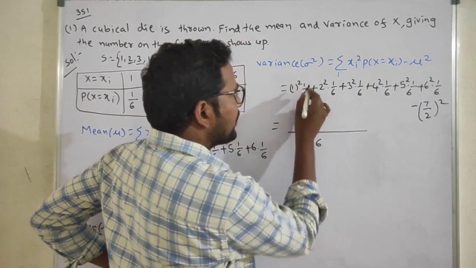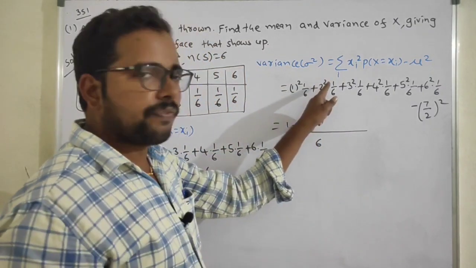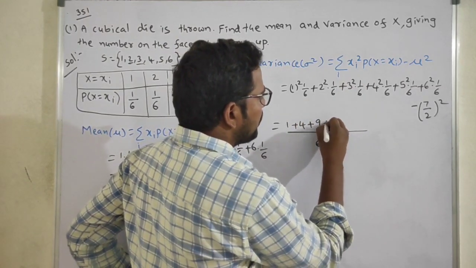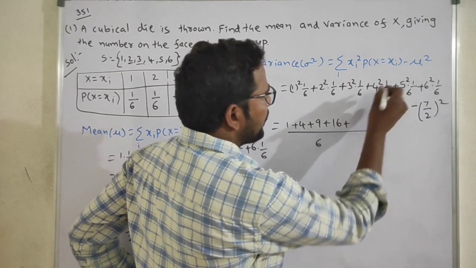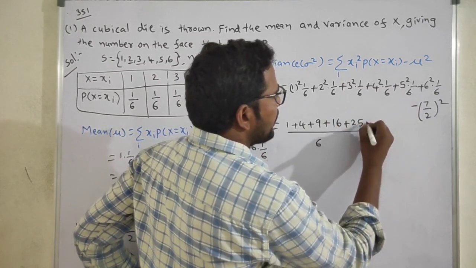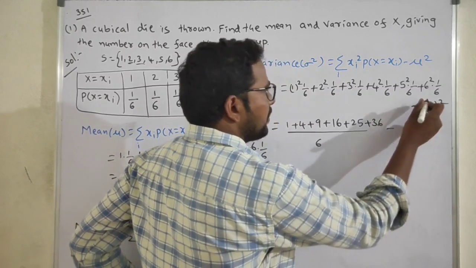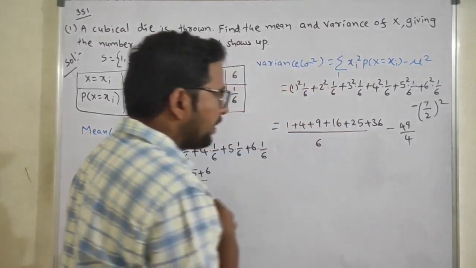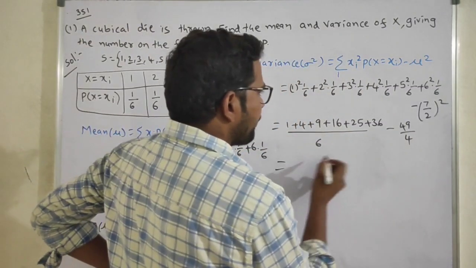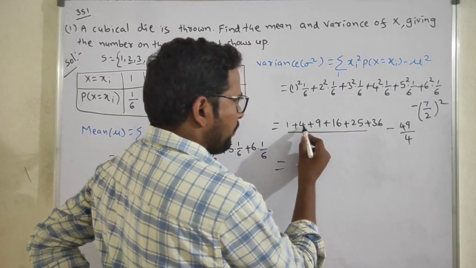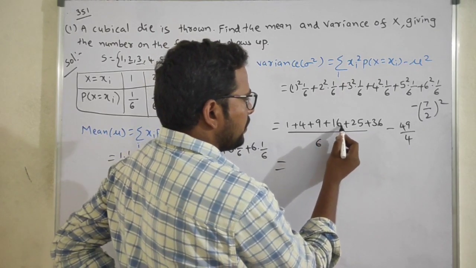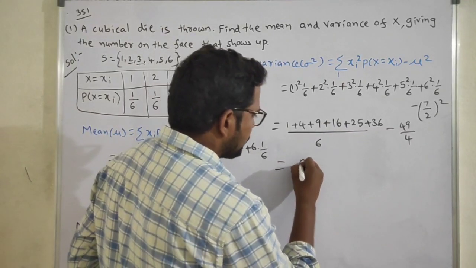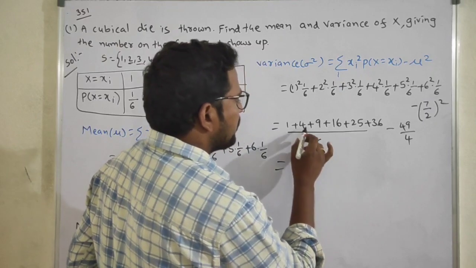So 1 square value 1, 1 ones are 1 only plus 2 square value 4, 4 ones are 4 plus 3 square value 9, 9 ones are 9 plus 4 square 16 plus 5 square 25, 6 square 36 minus 7 square 49 by 2 square 4, 49 by 4. So total add చేయండి. 36 plus 4 40 plus 50 90, 91 by 6.